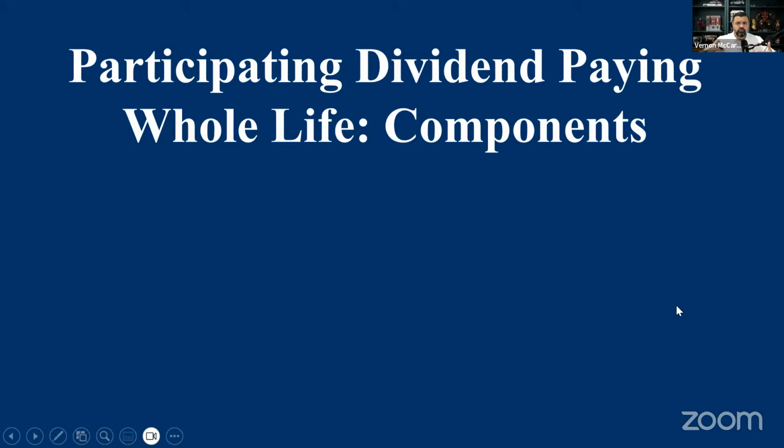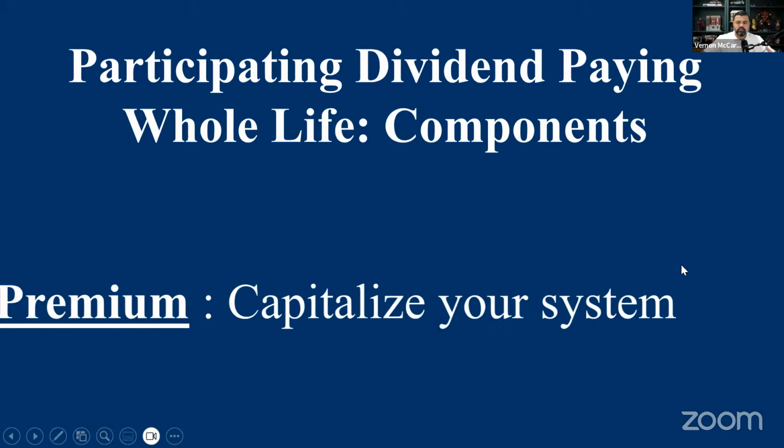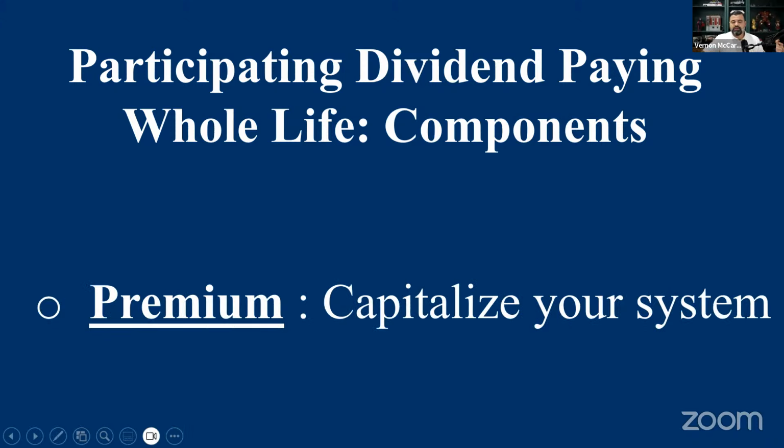We're just going to point out a few components of the tool to better understand, like, why on earth would we use this thing? So the first thing is premium. Like I said earlier, capitalize your system. Capitalizing your system is your premium. Well, guess what? We're not going to tell you what the premium is that you have to pay.